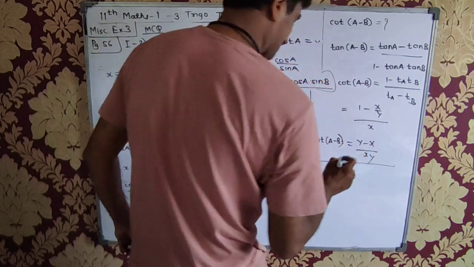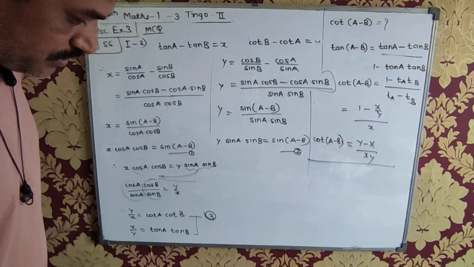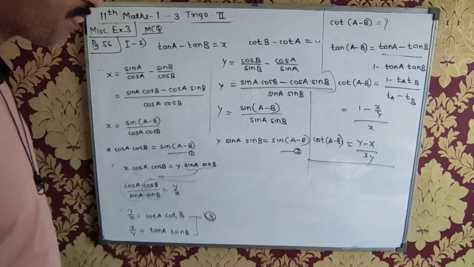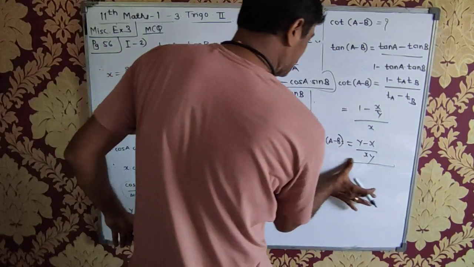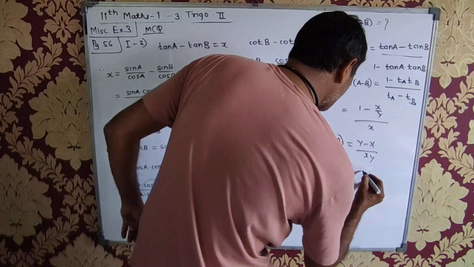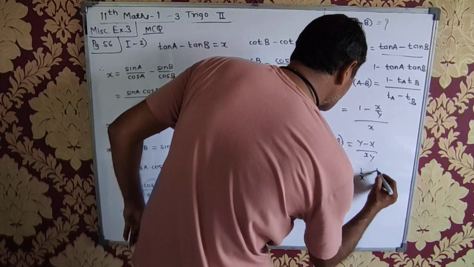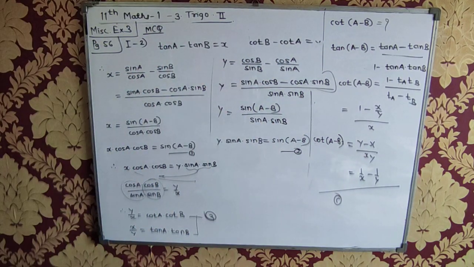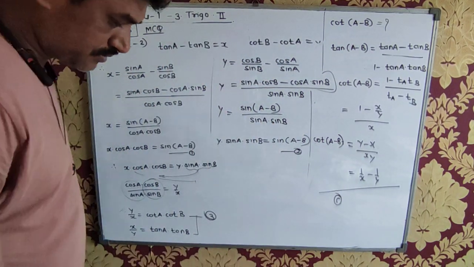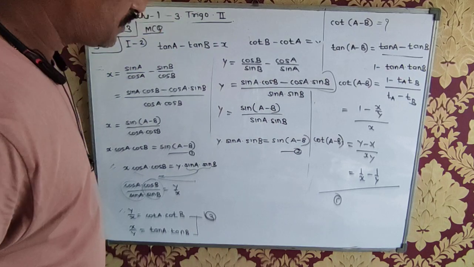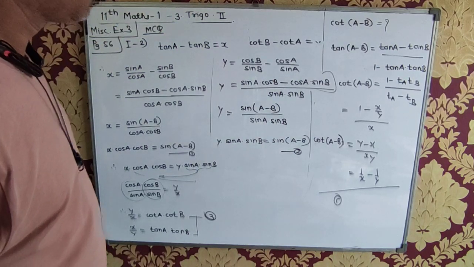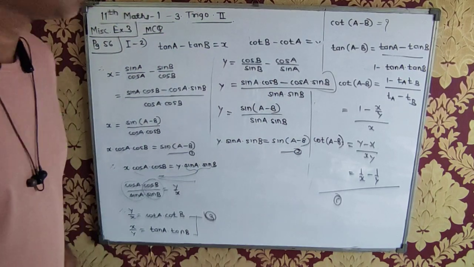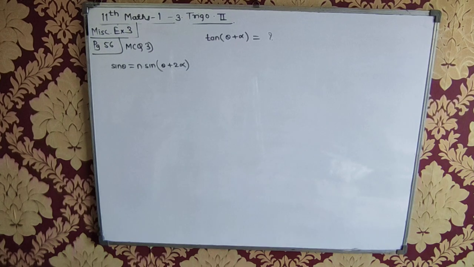So which of the options? Now let us simplify, separate this also. So this becomes y upon xy, which is 1 by x, and x upon xy, which is 1 upon y. C is the answer. No. B is the answer. No. Check.